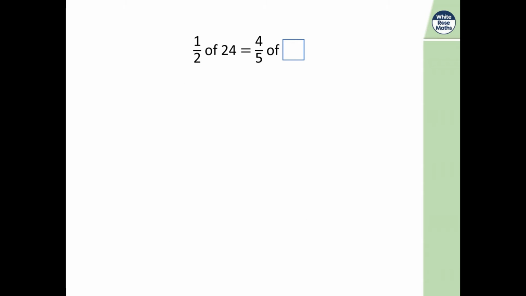Here, 1/2 of 24 is equal to 4/5 of an unknown amount. How could we find the missing quantity? Pause the video and have a think about how you could tackle it. Let's have a look together.